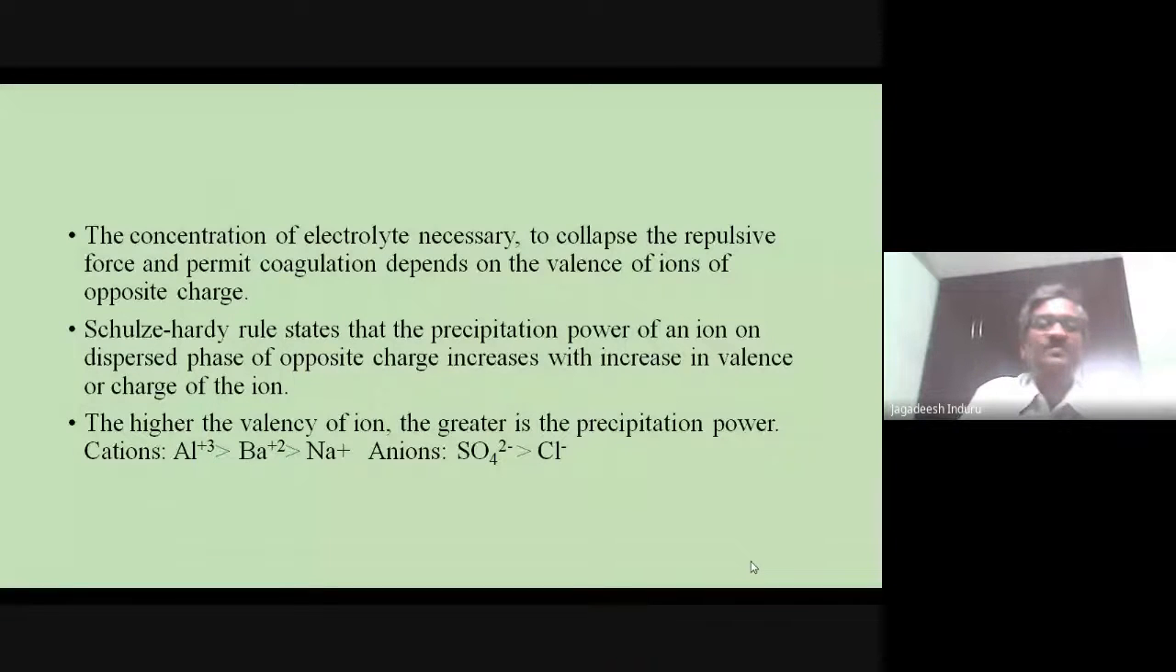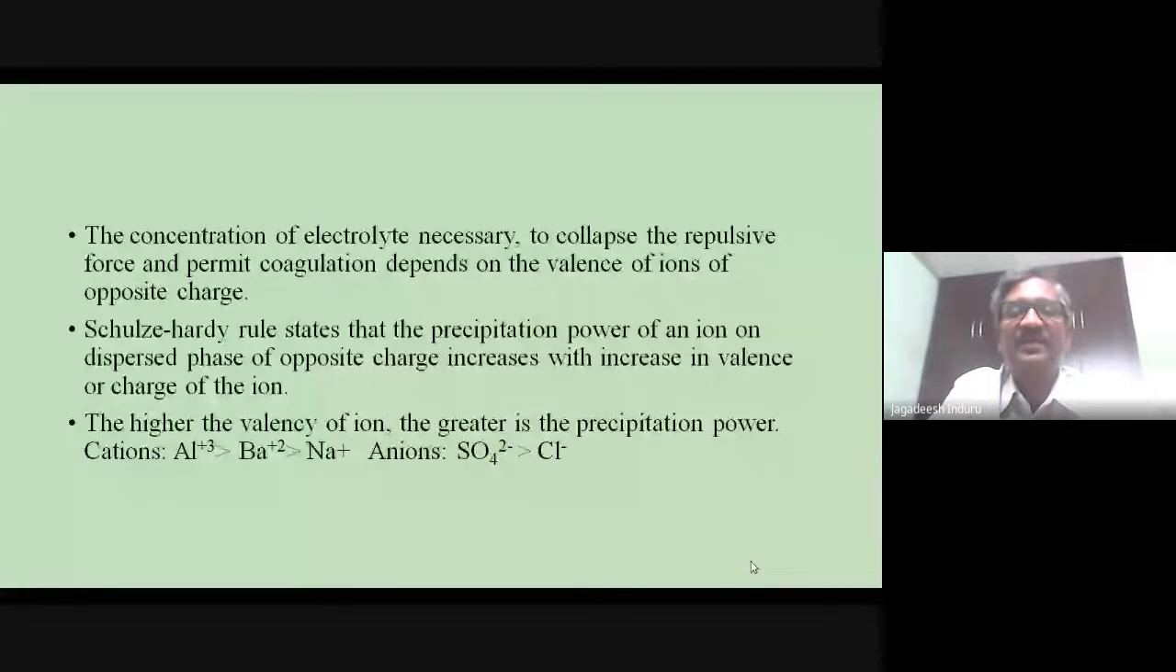Generally, anions will also have a similar effect. A divalent anion, such as sulfate (SO4 2-), has more precipitating power than chloride, bromide and iodide. Similarly, phosphate, which is a trivalent ion, has more precipitating power than sulfate. Now, in the case of phosphate, say PO4 3-, it has more precipitating power.